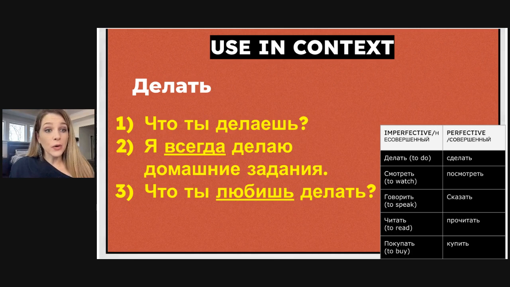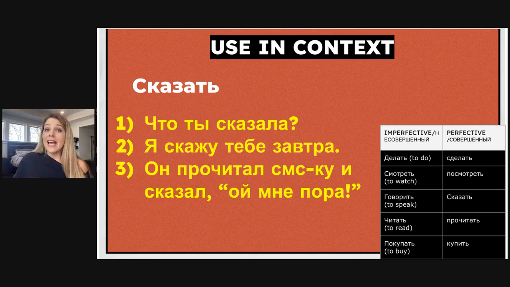Okay, next one we have a keyword underlined. Я всегда делаю домашние задания. Да? So something like, I repeat this action. And again, maybe you get it done, but that's not what we're emphasizing. So our default is the imperfective. Third, что ты любишь делать? What do you like to do? And you repeat that action, therefore needing несовершенный вид. Okay, now on your worksheet is the word сказать.